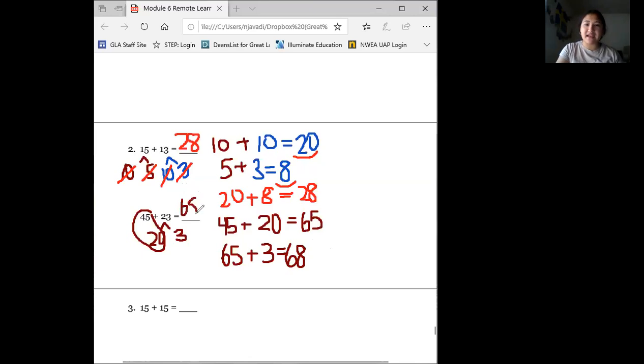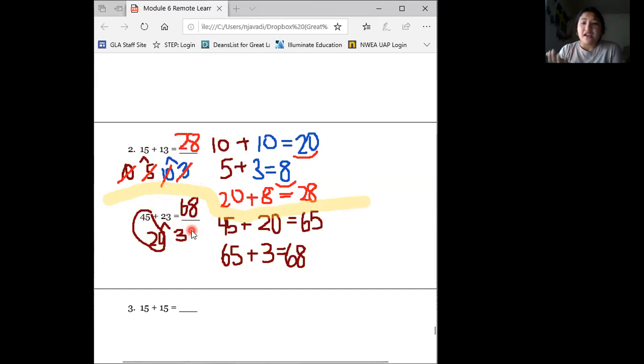Now, before we move any further, I have a super challenging second grade question for you scholars. How does solving the problem 15 plus 13 equals 28 help us solve the problem 45 plus 23 equals 68? How does solving the problem 15 plus 13 help us solve 45 plus 23? Pause and think about it on your own now.